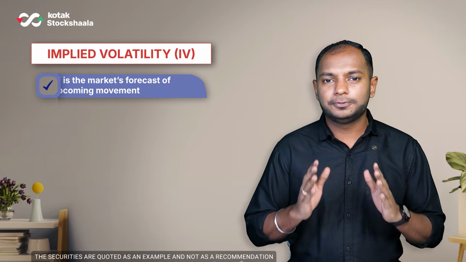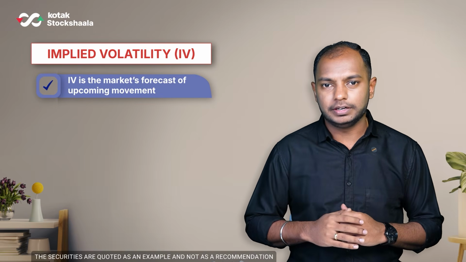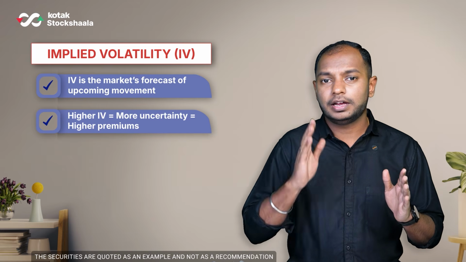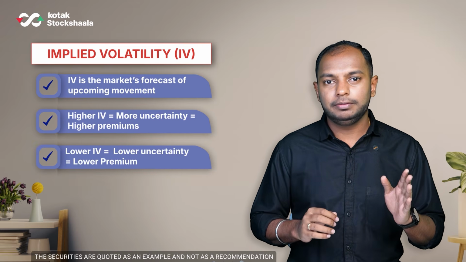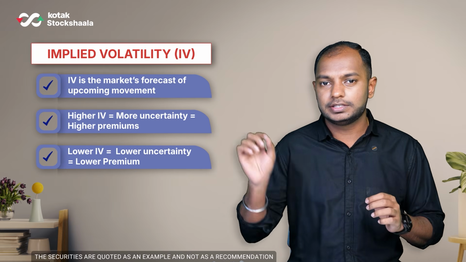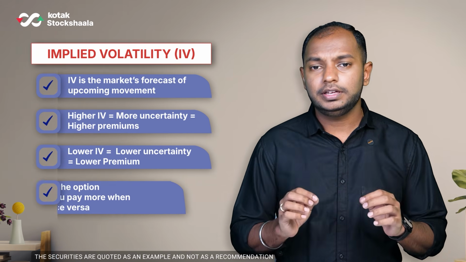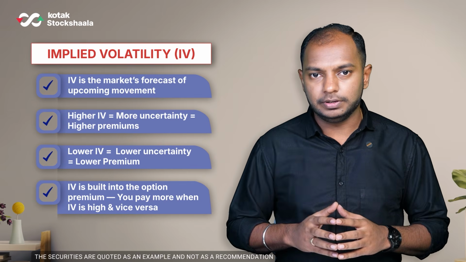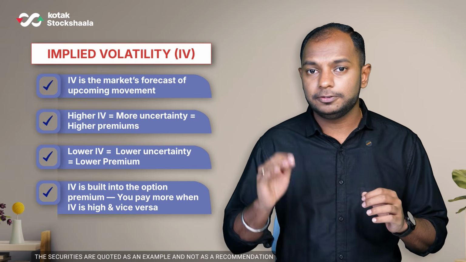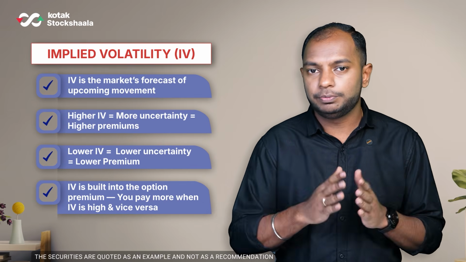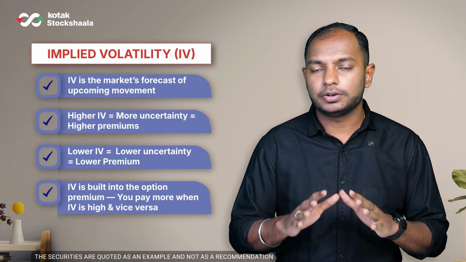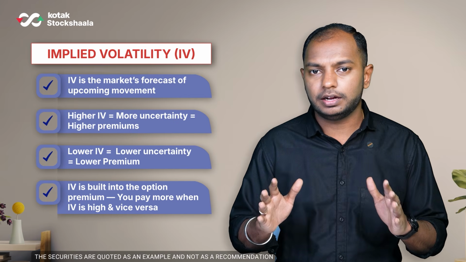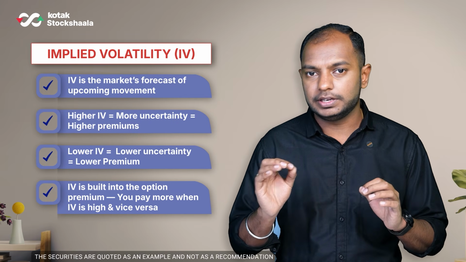IV is the market's forecast of upcoming movement. Higher IV means higher uncertainty, which means higher premiums. Lower IV means lower uncertainty, which means lower premiums. IV is built into the options premium. So you pay higher if IV is high, whereas you pay lower if IV is lower. When IV is lower, it's also that the expectations are calmer and the uncertainty is very low.